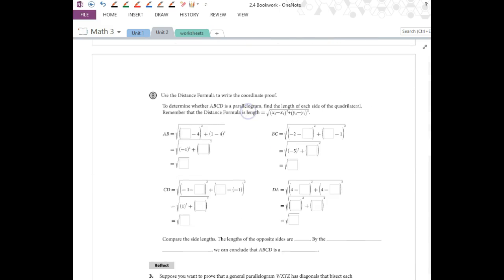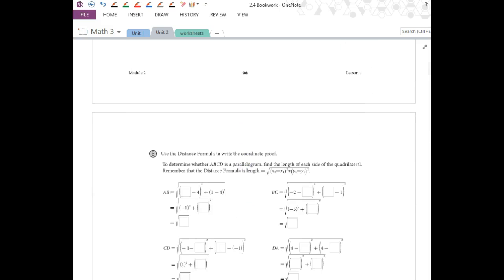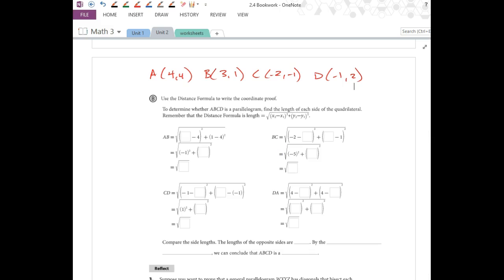Alright, so they're going to run us through and do the same thing. What I'm going to do here is, because we're on the page and using points from something else, write all the points on here. So A was 4, 4. B is 3, 1. C is -2, -1. And D is -1, 2. Okay, so we're just filling this out.